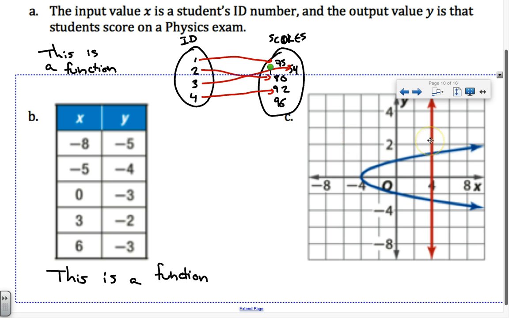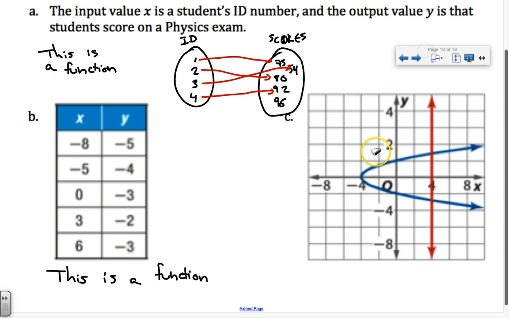The last one is the graphical, and this is probably the fastest way that you can always test. If we draw a vertical line and you see that it fails the test because it passes through here and here, since this fails the vertical line test, this is not a function. So graphical is probably going to be the easiest way for you to determine whether or not you have a function.